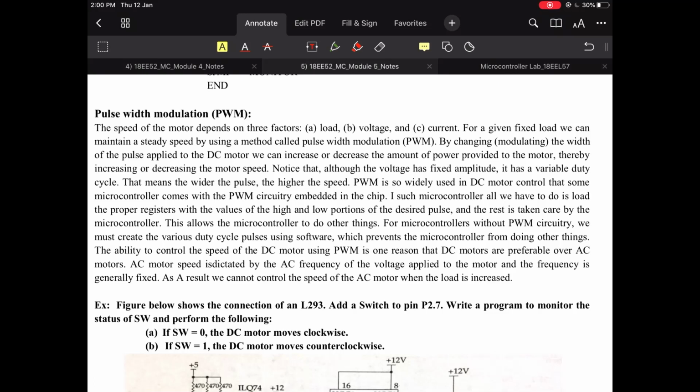So a microcontroller which already has a PWM embedded is an advantage, and such microcontrollers are called motor control microcontrollers. Here basically in PWM, the width of the pulse is modulated, and we are controlling in terms of load, voltage and current. All 3 parameters of the motor are considered here to do an operation.